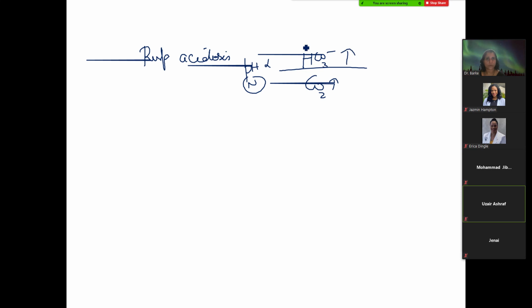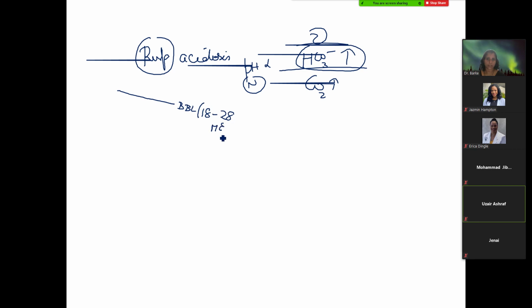Increase as well. And who's going to compensate? Kidney. So if your disease is respiratory, to comment on compensation, you have to look at bicarbonate levels. So you have to see if it's on the blood buffer line or not. If it's on the blood buffer line, it has to be between 18 to 28 milliequivalents per liter. If the value is between this, that means the compensation was not significant.